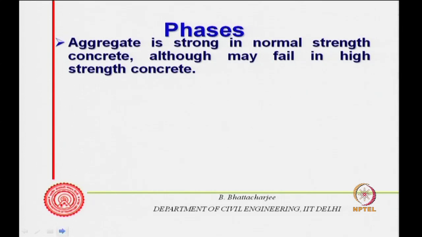What are the phases in concrete? So far we have looked into aggregate as one of the phases, which is very strong in normal strength concrete. In high strength concrete, of course, you try to attain a paste strength that nearly matches that of the aggregate, and the strength of all other phases almost matches that of the aggregate. Therefore, aggregate may also fail in high strength concrete, but in normal strength concrete, up to let us say 60 MPa, aggregate normally does not fail; the failure is through the aggregate boundary.